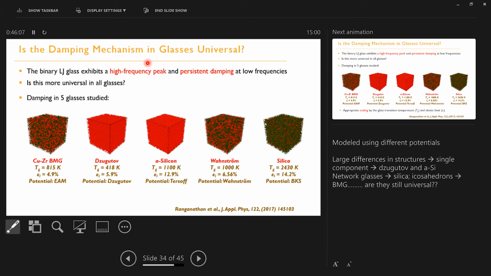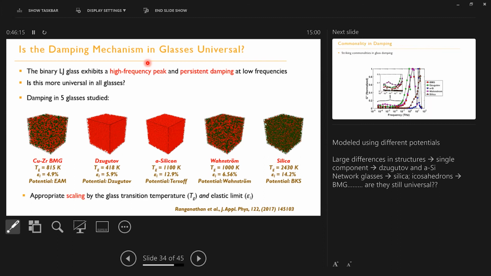Because an ordered structure is just an ordered structure. You cannot have multiple types of ordered structure. Whereas in glasses, you can have a lot of complexity. And we did the same thing for all these glass structures.